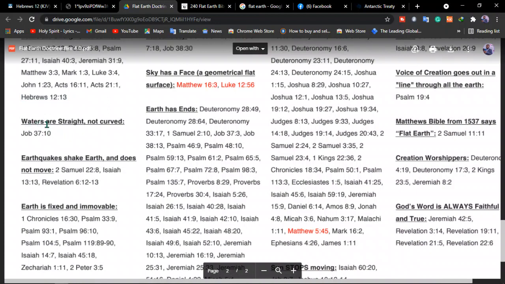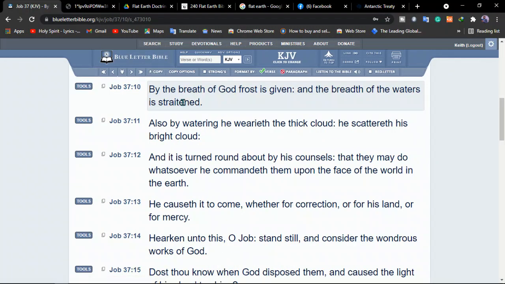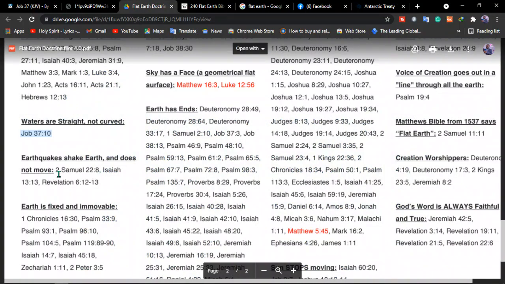Now, something else. Waters are straight and they are not curved. Think about this. They always tell us that you see water is curving in the ocean. It doesn't curve in the ocean. By the breath of God, frost is given, and the breadth of the waters is straightened. The waters are straightened. Is that making some sense?